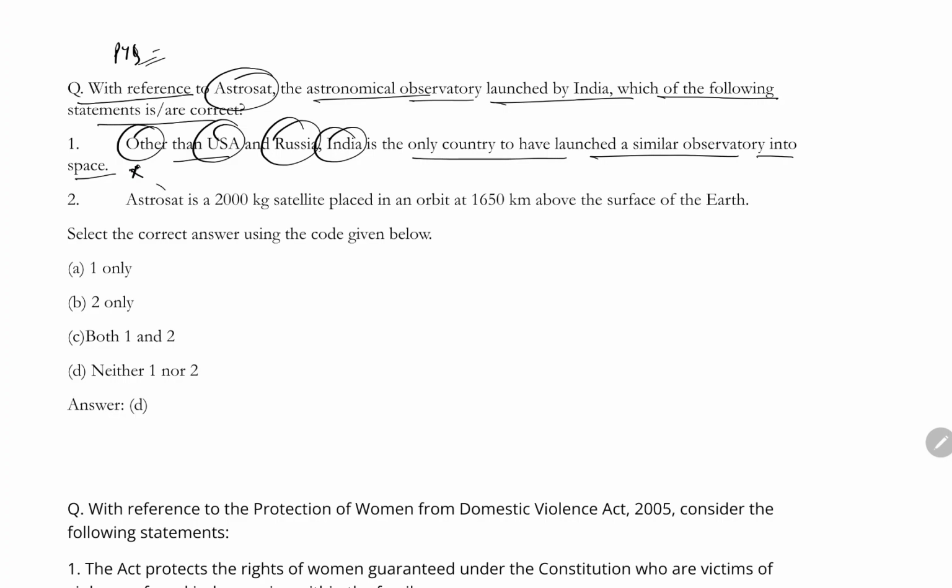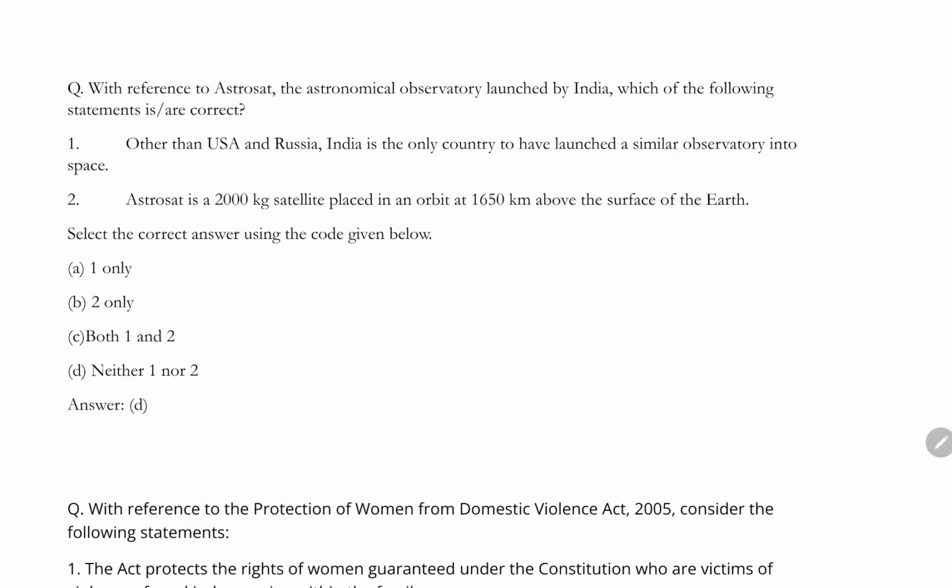The second statement is that ASTROSAT is a 2000 kg satellite placed in orbit at 1650 kilometers above the Earth's surface. This statement is also incorrect, because the lift-off mass of ASTROSAT is not 2000 kg, it is 1513 kg. So from here both the statements are incorrect. So the correct answer will be option D.